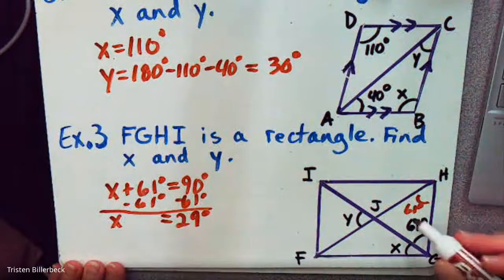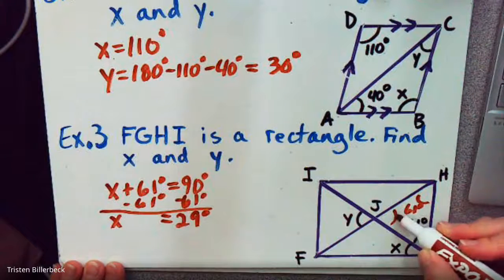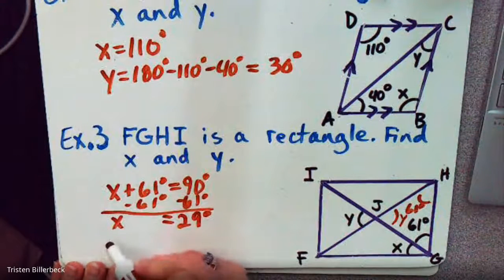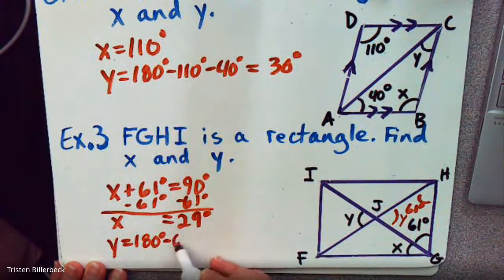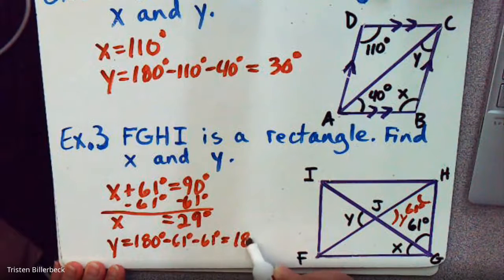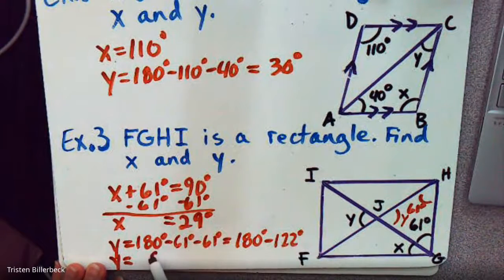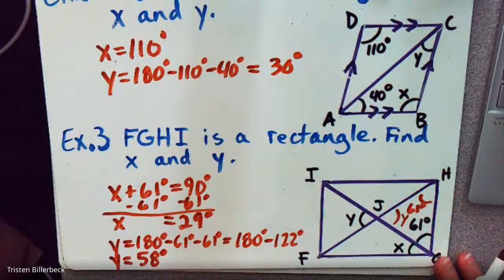Okay, so if I add up 61 plus 61 and subtract it from 180, I'll get this angle here. But this angle is the same angle as y because they're vertical angles. So I can say y equals 180 degrees minus 61 degrees minus 61 degrees. So that gives me 180 minus 122. So y ends up being 58 degrees. So double check that, 58 plus 122, that gives me 180.